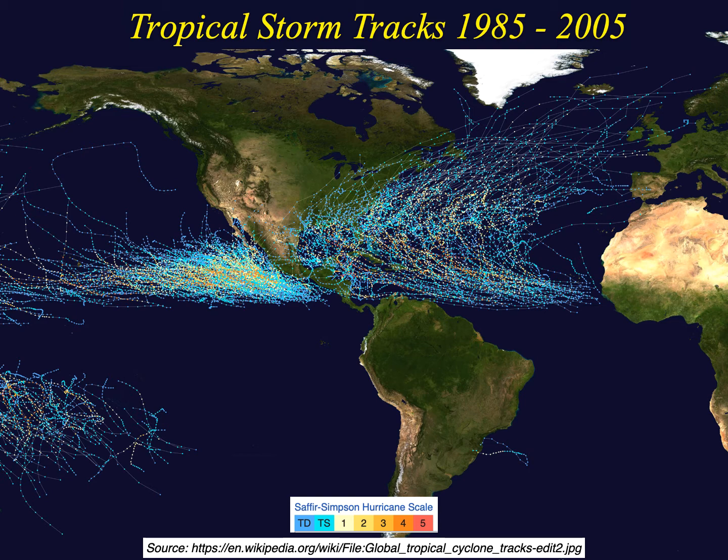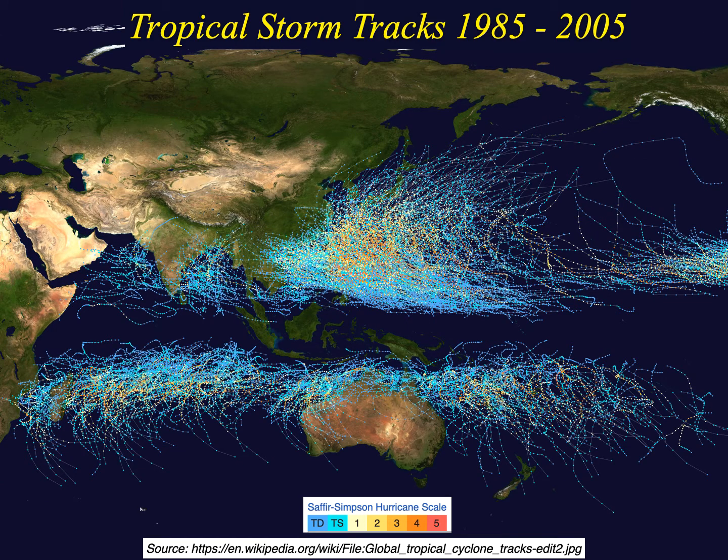The color of the dots represents the strength of the storm. A hurricane has 5 categories: 1, 2, 3, 4, and 5, with increasing strength. Here are the storm tracks for the other part of the world. We're seeing the Northwest Pacific and the Indian Ocean, the Southwest Pacific Ocean in the Southern Hemisphere, and the Southern Indian Ocean in the Southern Hemisphere.